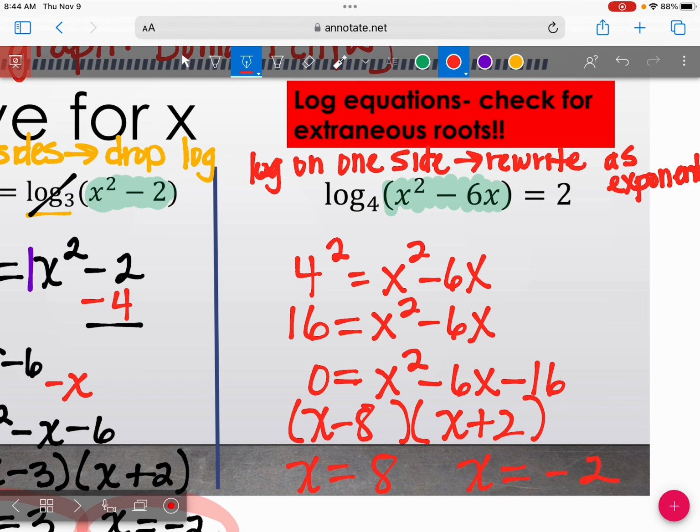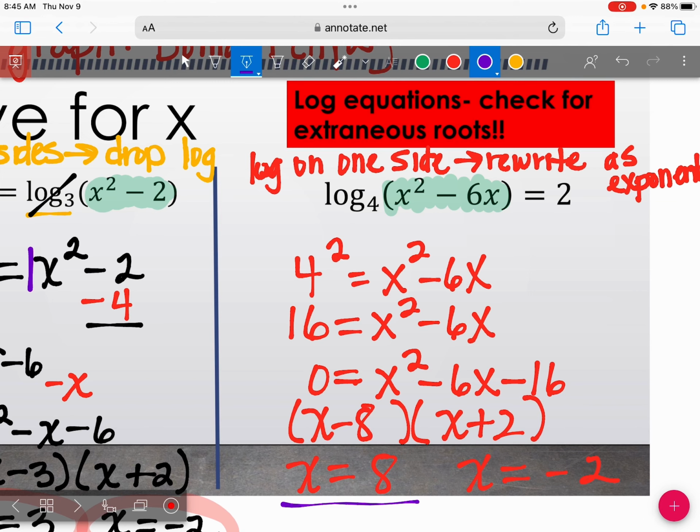So x equals 8, x equals -2. Who got that as their answers? All right, so now let's go ahead and check it out. So put the 8 right here. 8 squared is 64. 64 minus 48 is positive, so we can keep that. So 8 is going to work. We can keep that as an answer.